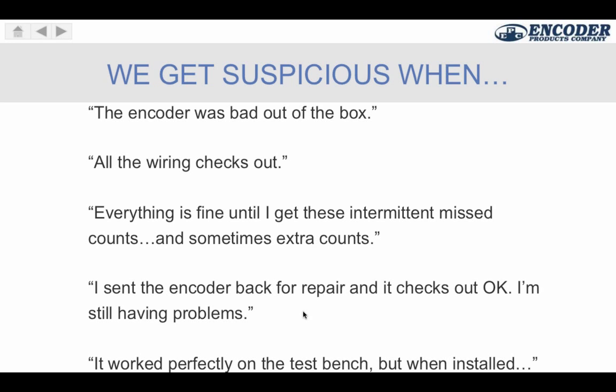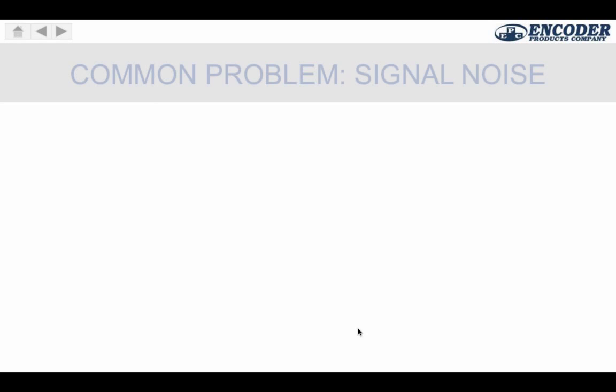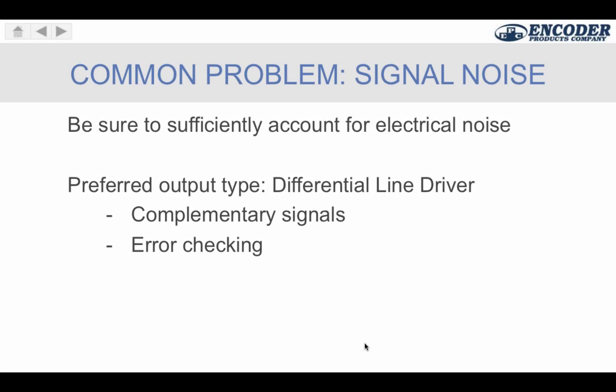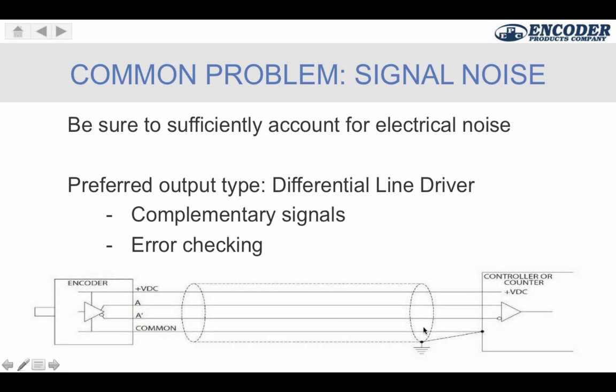Generally, when we encounter these types of issues, spurious and intermittent signals, we start looking at electrical interconnects, wiring, and cabling. One problem that's encountered quite regularly is signal noise, and this presents itself as intermittent counts and signal disruptions.